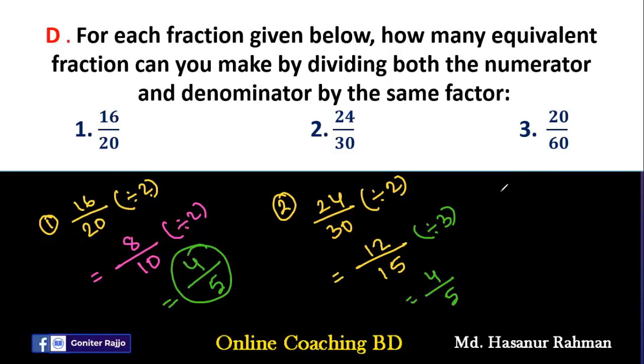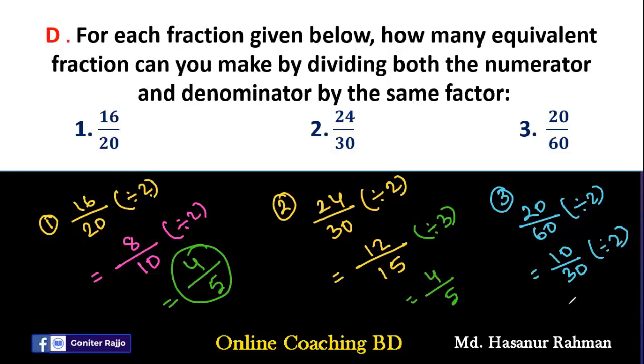Very simple. Number 3, 20 divided by 60. At first we have to divide it by 2. Then we'll get 10 by 30. Similar way, we have to divide this one by 2 again, because 10 and 30 both are even number. So 10 divided by 2, it will be 5. 30 divided by 2, it will be 15. Now we can divide this 5 by 15 by 5 again. Then our final answer will be 5 1s are 5, 5 3s are 15.